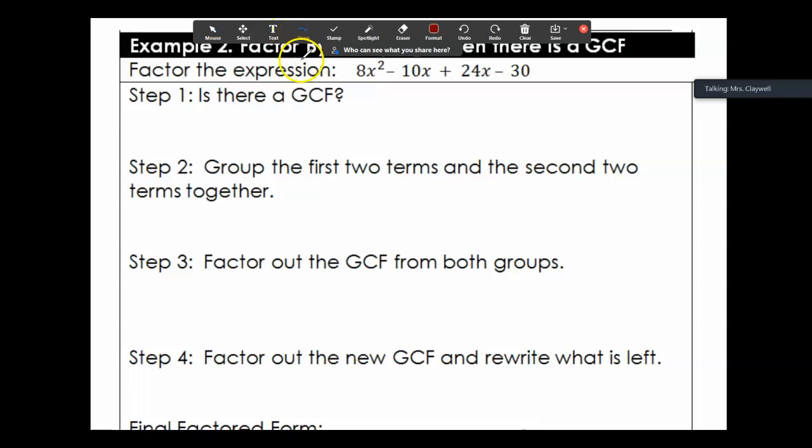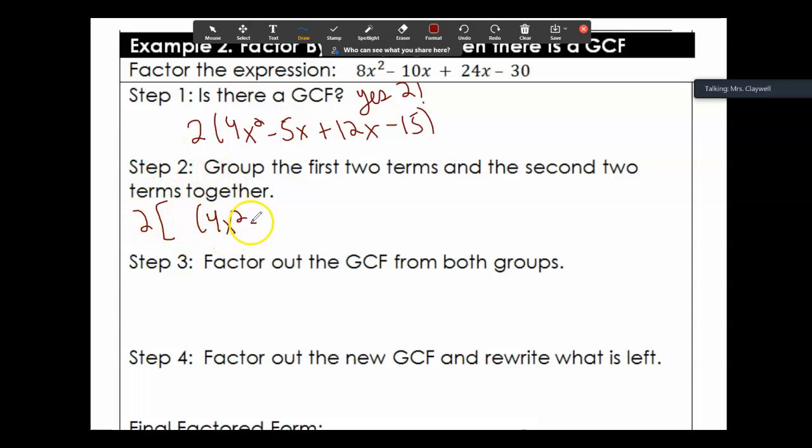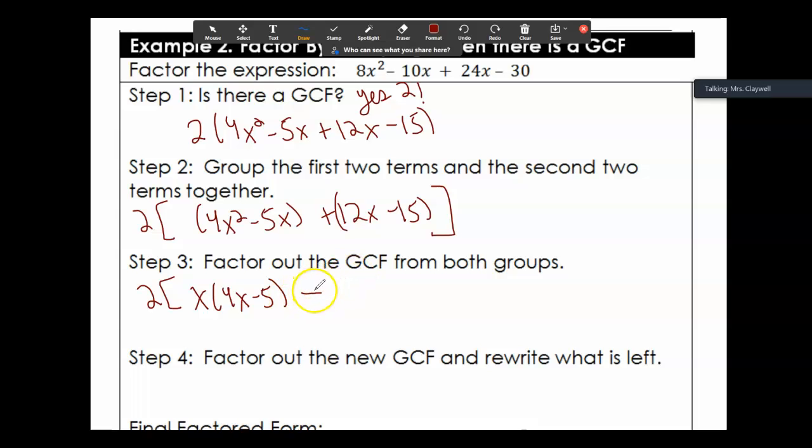Okay, is there a greatest common factor? Yes. I can pull a 2 out of each of these. Now let's write mine. I'm going to have a 2 on the outside. Let's write the first two terms next to each other and the second two terms next to each other and group them. And now I'm going to see if I can pull out an x, and I can pull out a positive 3.